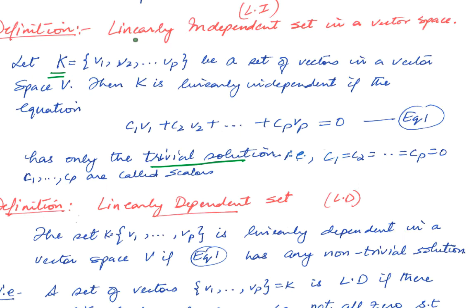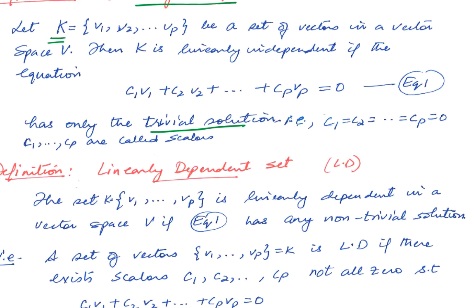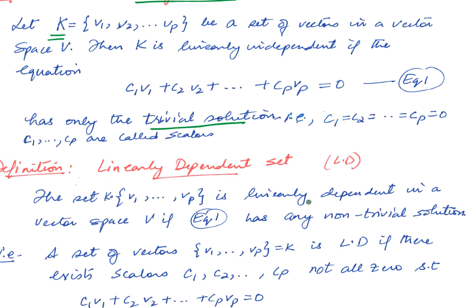So the linearly independent set in a vector space is the set which satisfies equation 1 with the condition that each of the Ci's is only going to be 0. So what's the flip side of this? If it's not linearly independent, it's going to be dependent. So let's look at the linearly dependent set. The same set is linearly dependent in a vector space. When I say in a vector space, it basically means the vectors in the set K are taken from the vector space V.